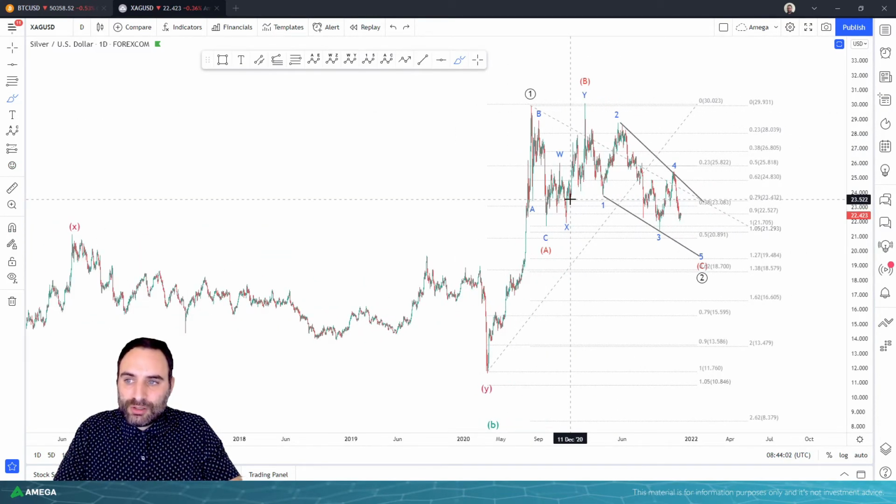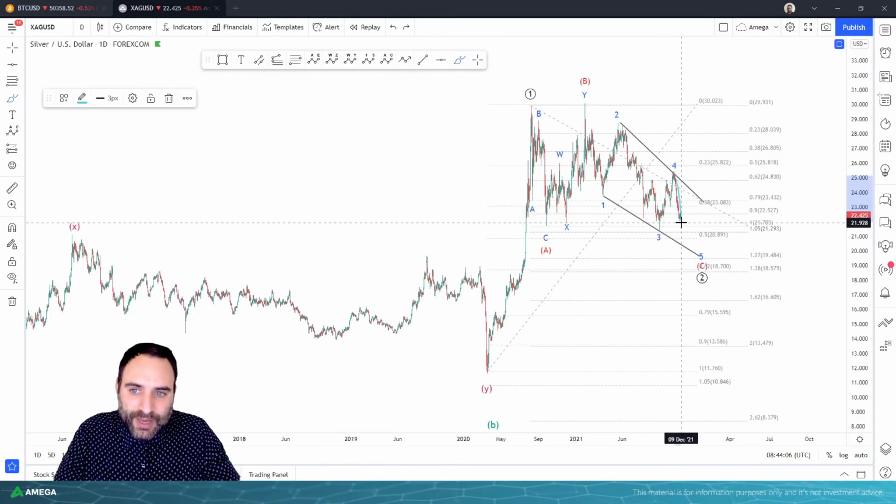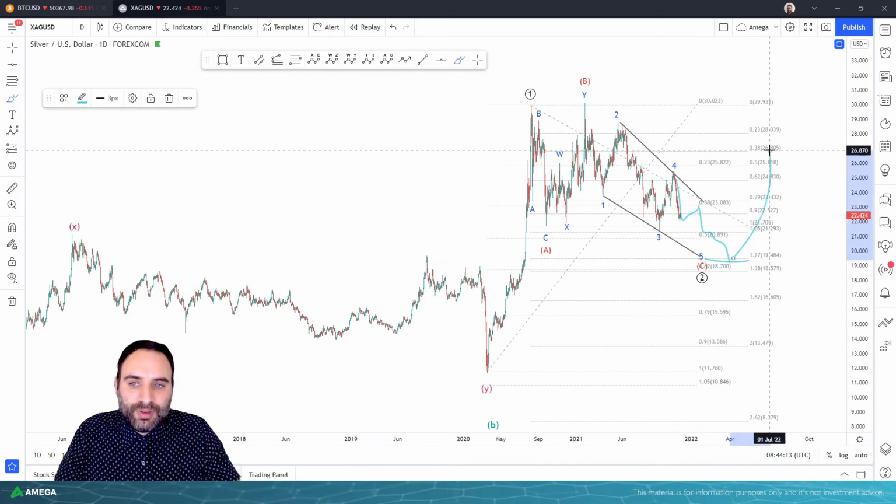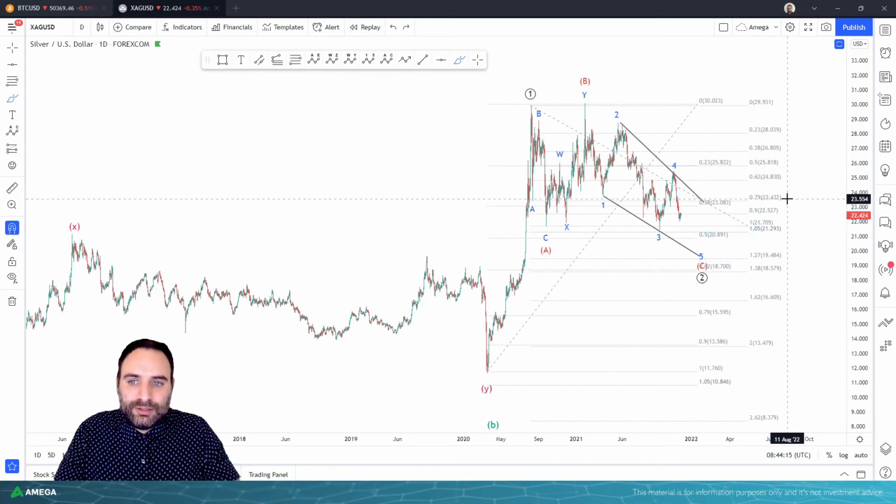So this is also what I'm looking at on the prices of silver. I'm expecting this leg to end around here, then get an ABC, and then we're going to get another 5-wave leg to the downside. And from there, we can start looking for prices to reverse.